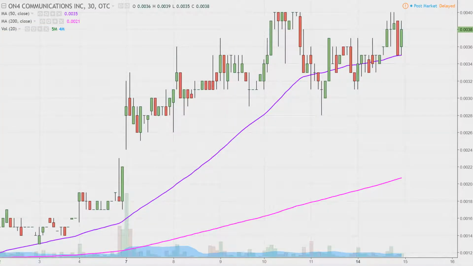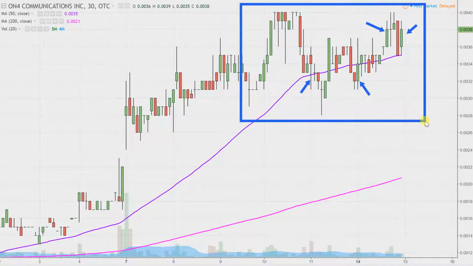Real quick, what do I mean by 30-minute in case maybe you're new to charts? Instead of each one of these candlesticks here representing one day's worth of price action, which is what you would normally see, each one represents 30 minutes. So while this here may look like a few weeks' worth of time, it's actually just the past few days broken down into 30-minute time slices.